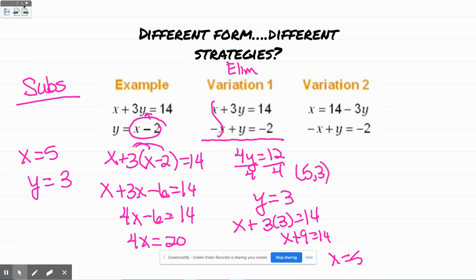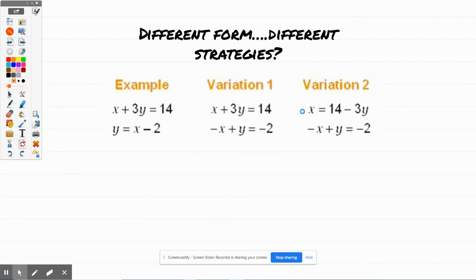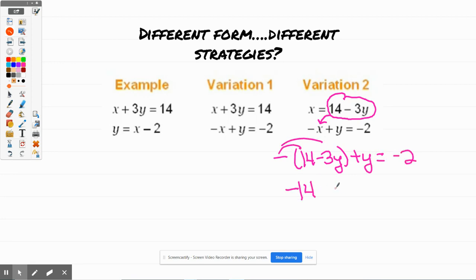What if it looked like the last equation? I wouldn't want to use elimination right away because it's not lined up. And on this one, x is by itself. So maybe I would plug 14 minus 3y in for x. Now be careful here. Some kids make mistakes. That negative in front of the x means I will have to distribute the negative to both signs here. Kids tend to make mistakes there. It'll change the sign of both, and I get negative 14 plus 3y plus y equals negative 12. Negative 14 plus 4y is negative 12 when I put the y's together.